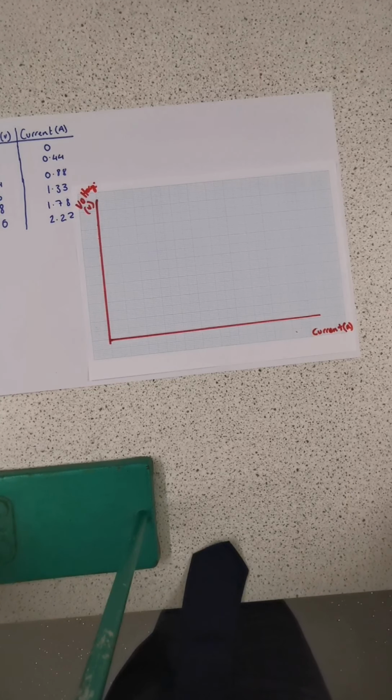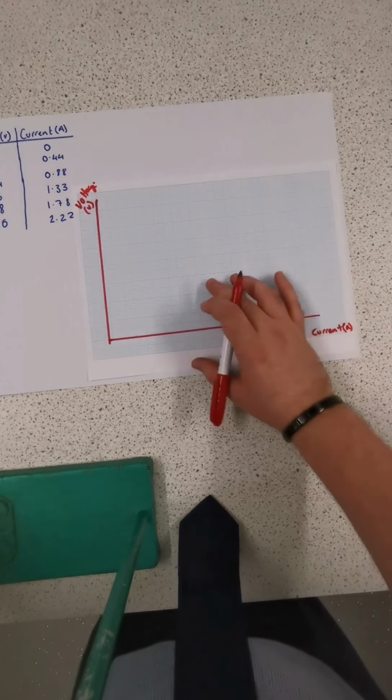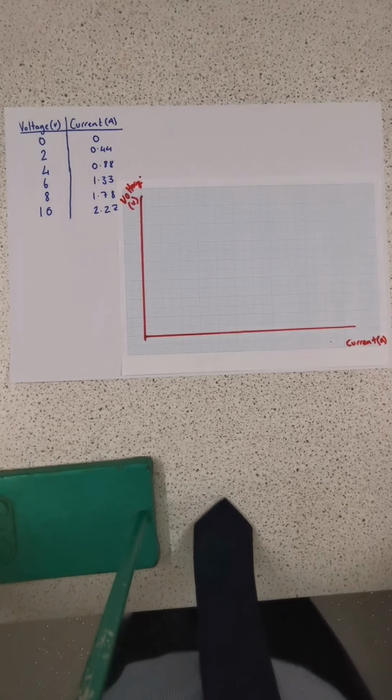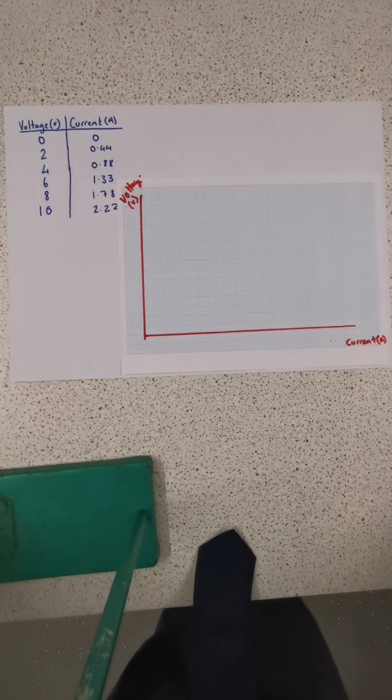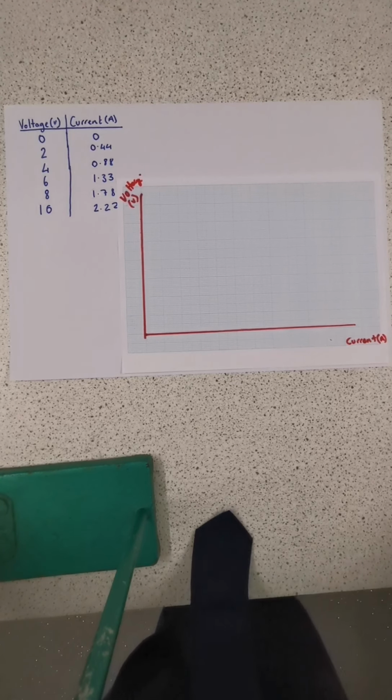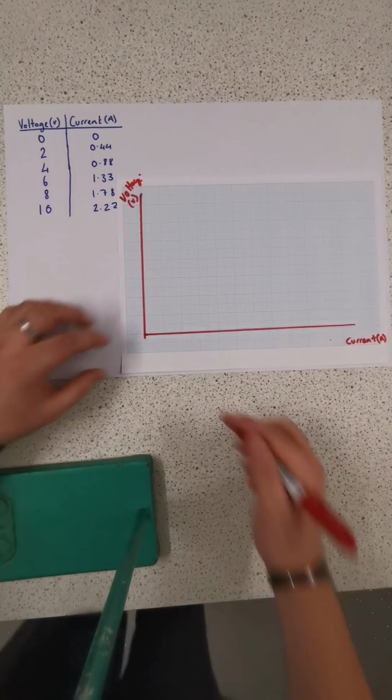And now what we need to do is create ourselves a scale. Now, I've got really simple numbers for this. So for our voltage scale, we can easily just go up in 2s. Okay, and that'll take us straight all the way up past 10.